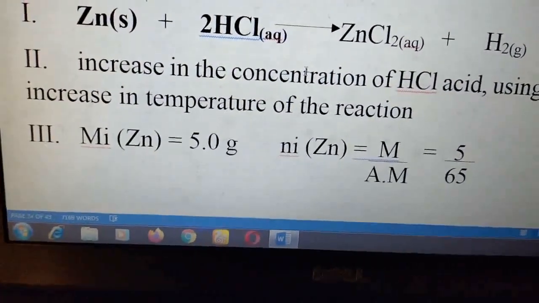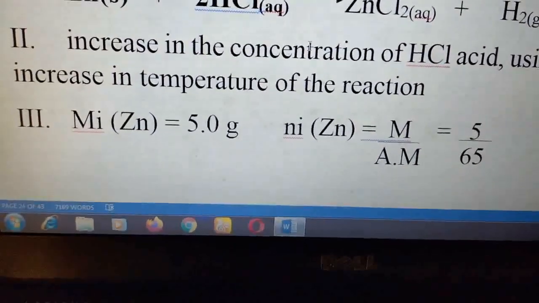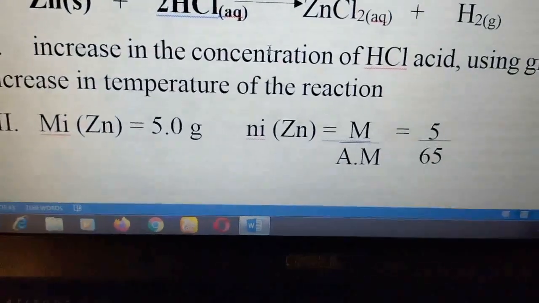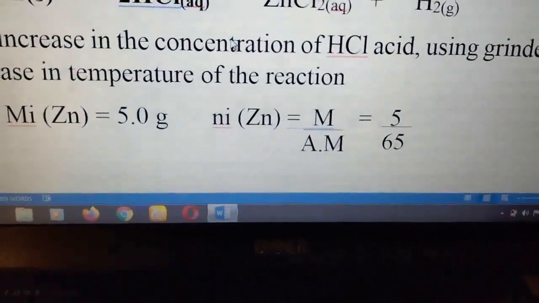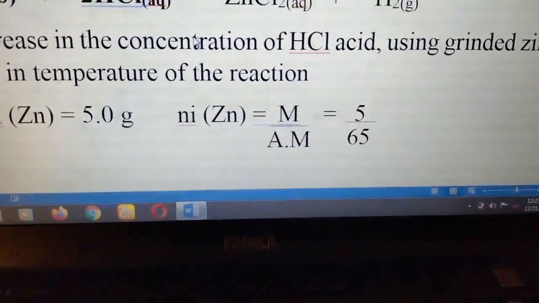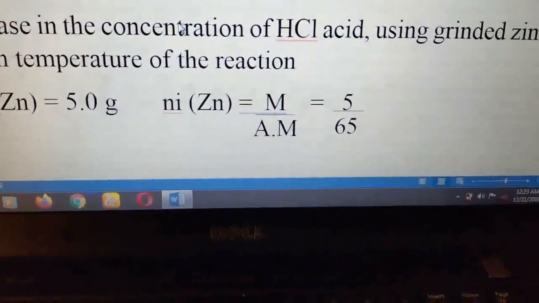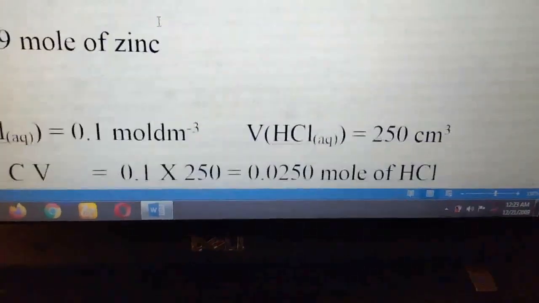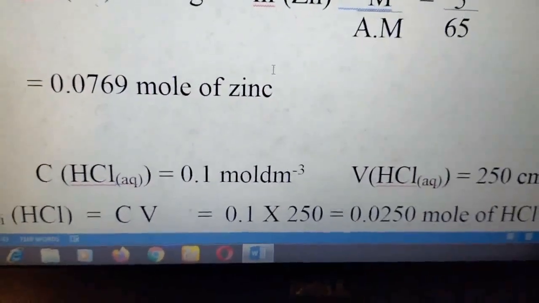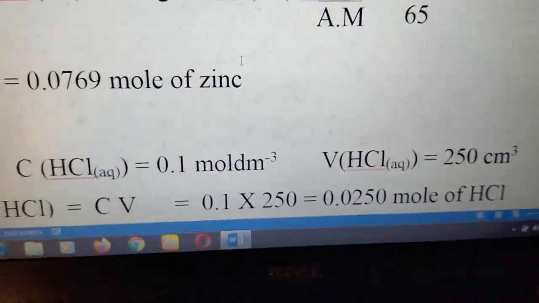Now we'll go to III, where we're asked to determine the excess and limiting reagent. The mass of zinc introduced from the question is 5.0 grams. We convert this mass to mole, the initial mole, giving us zinc. Zinc is a monatomic element, a metal. We use mass over atomic mass to find the number of moles. Divide 5 by 65 to find the number of moles of zinc, which is 0.07669 mole of zinc. So you can work with mass, you can still work with mole.